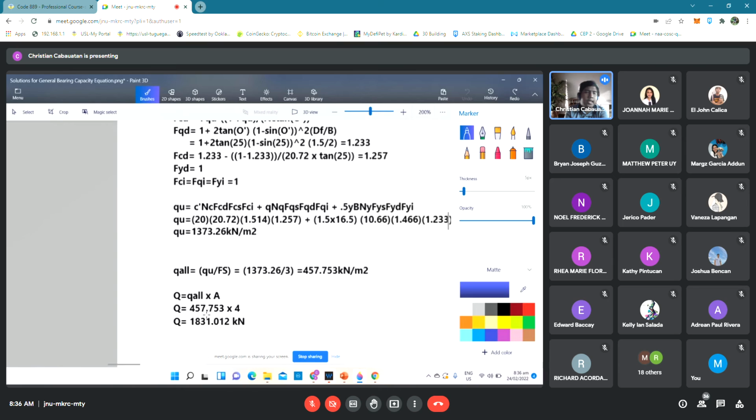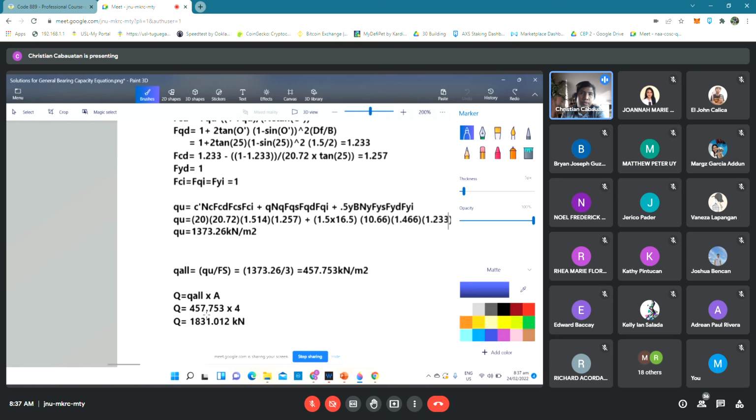Baka mangyari lang at maisipan yan ng mga examiners ninyo in your future board examination, for instance, for letter A, ang ilalagay nila is 1831.012 kilonewton per meter square. Take note that the question is to find the allowable load, kilonewton. Pero ang nasa problem, letter A, it is a kilonewton per meter square. Letter B, it is a kilonewton per meter square. But yung coefficients ni letter A at letter B nilagay sa letter C at letter D, which is kilonewton lang.